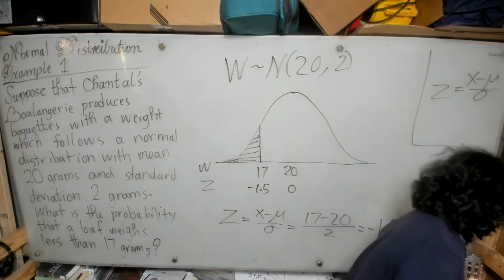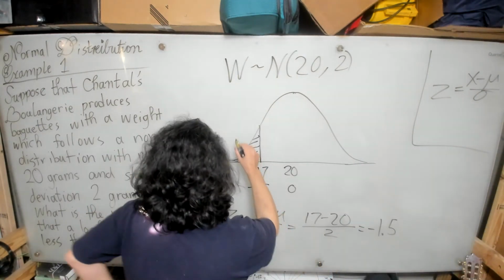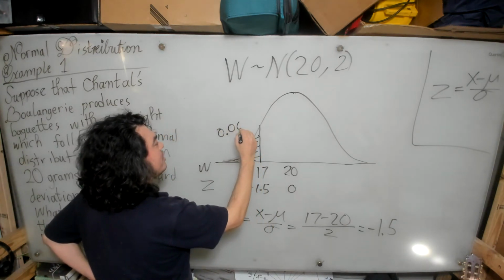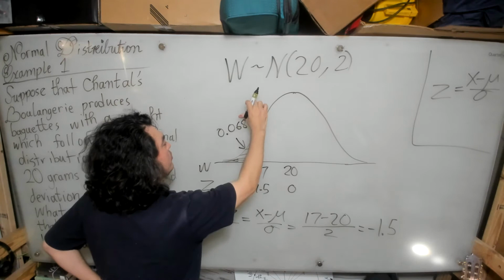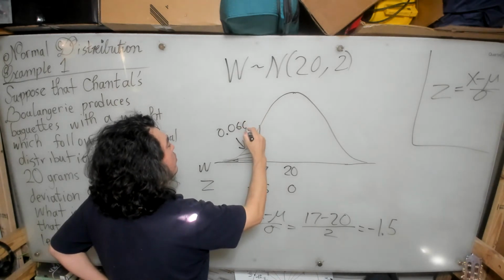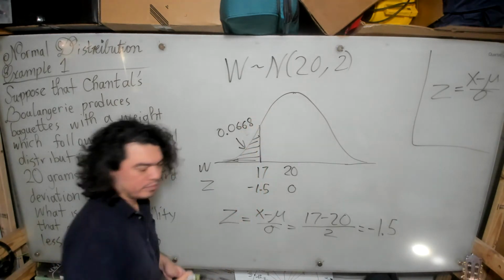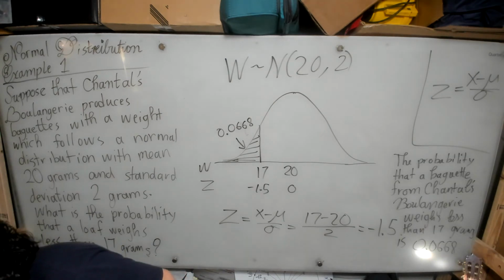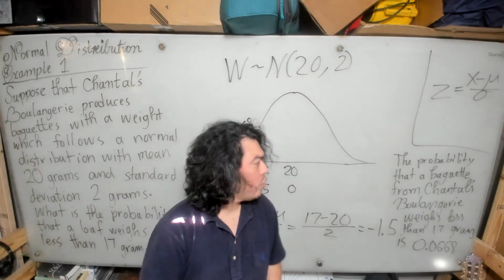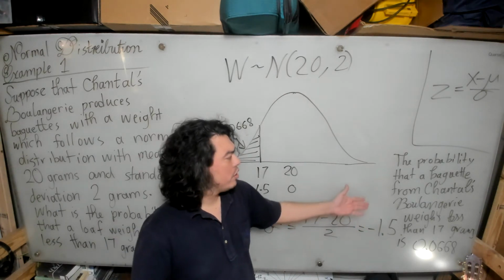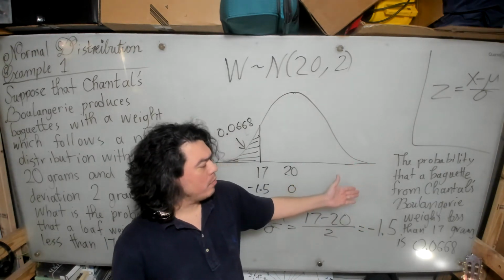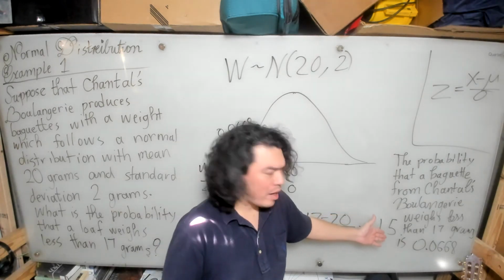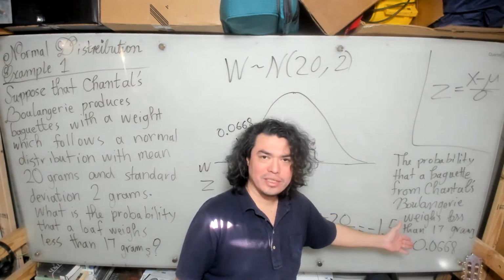So this value is 0.0668. And so we can summarize our result as follows. The probability that a baguette from Chantal's Boulangerie weighs less than 17 grams is 0.0668.